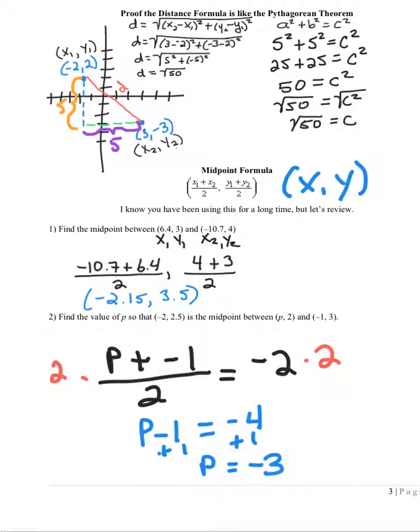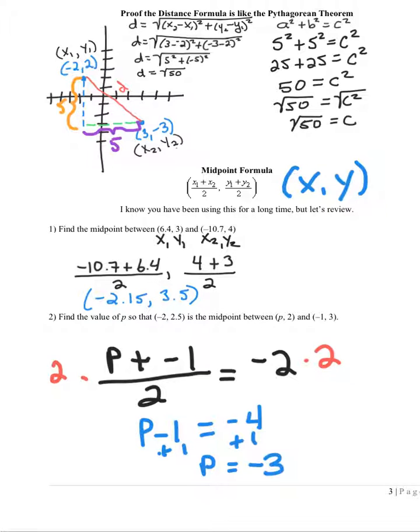All right, so the way we solve for P is we want to eliminate this 2 in the denominator. And the way to get rid of that is to do the opposite operation. Now this operation right here is a divided by. So if I want to get rid of the 2, if I'm dividing by 2, I need to do the opposite operation, which is multiply by 2. So I'm going to multiply both sides of my equation by 2.